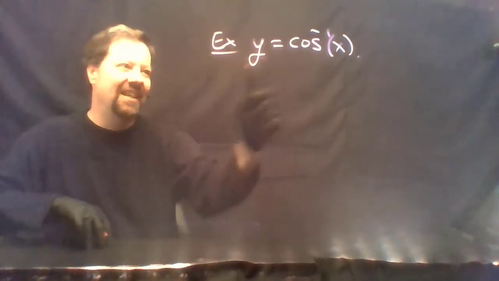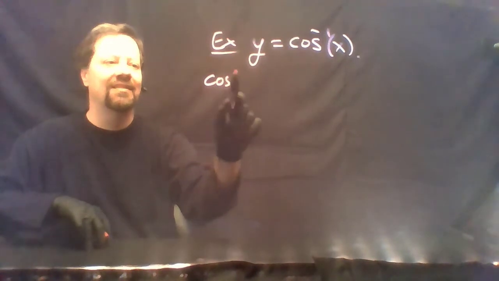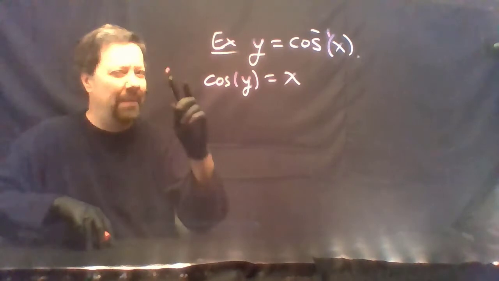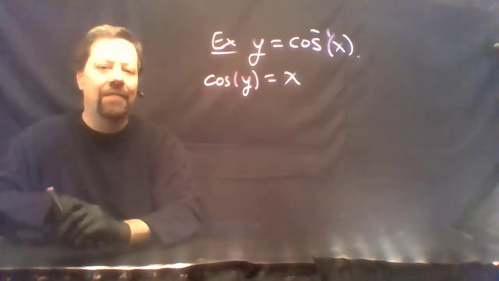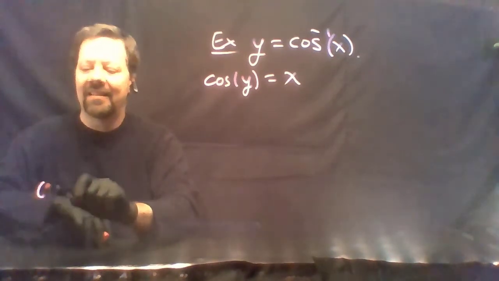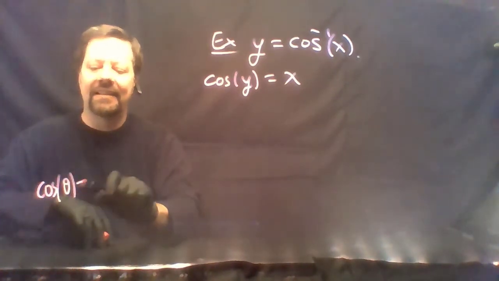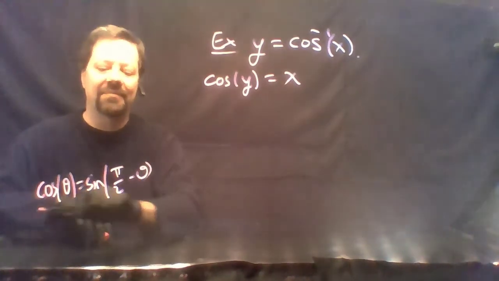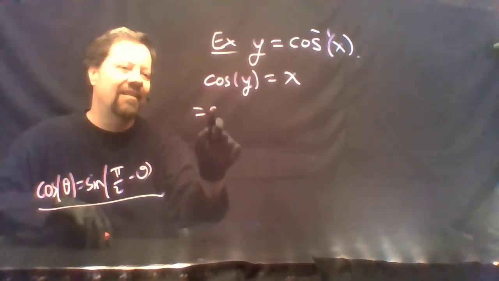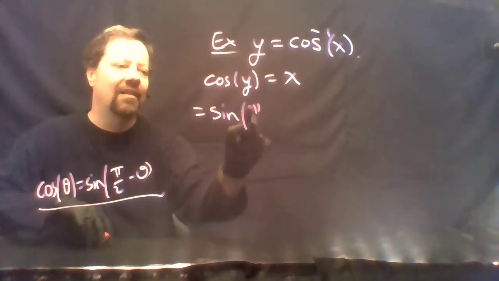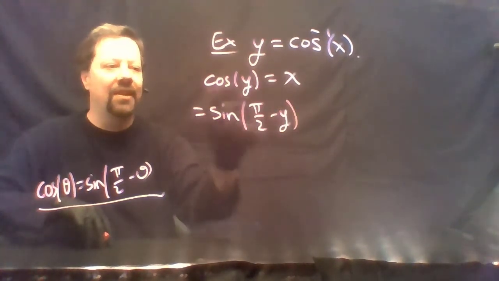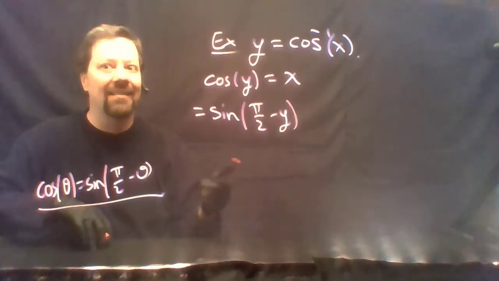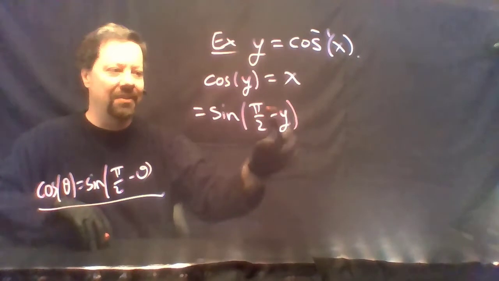Suppose y is the inverse cosine of x. Then the cosine of y is equal to x, but do you remember the cofunction identities? The cosine of theta is the sine of pi over 2 minus theta. So the cosine of y is equal to the sine of pi over 2 minus y. Now, let's figure out how to do the derivative.